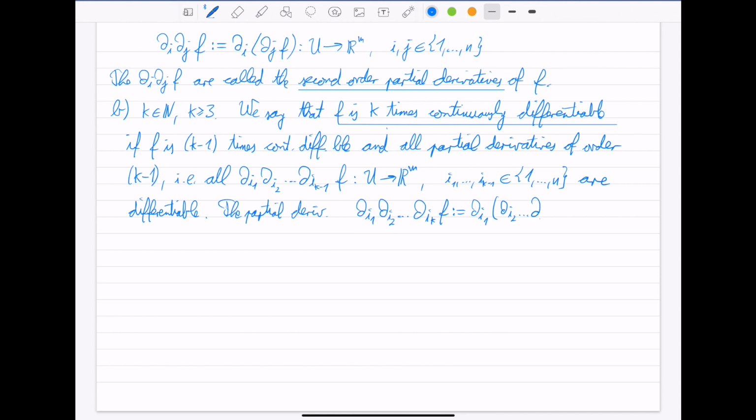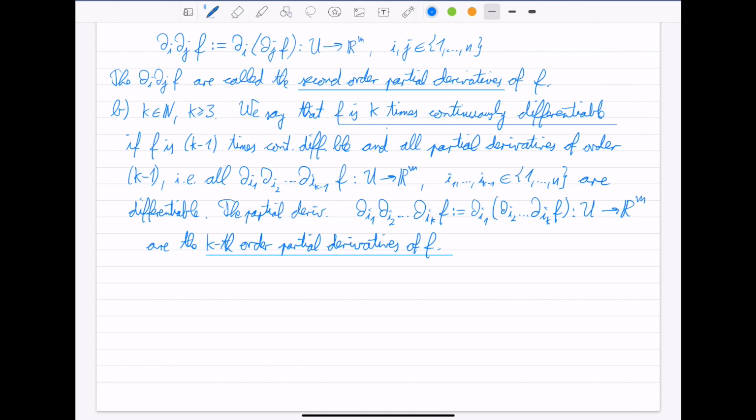This is actually more complicated to write down than what it actually means. So this here is a k minus first partial derivative, so we assume that this is well defined. Now, we just derive this one more time and get a map from U to R^m. And these derivatives are then called the kth order partial derivatives of f.